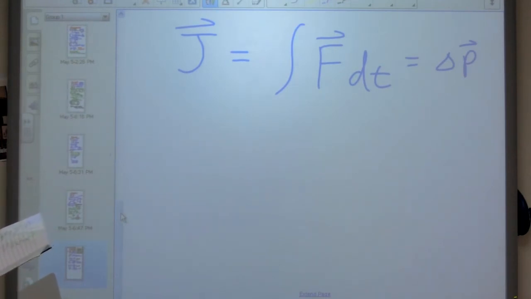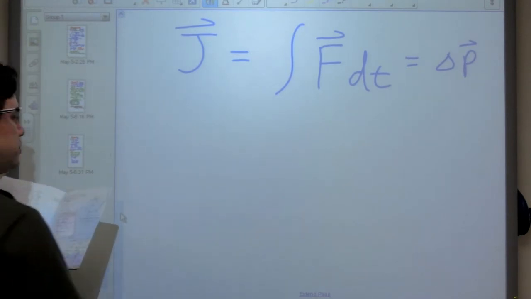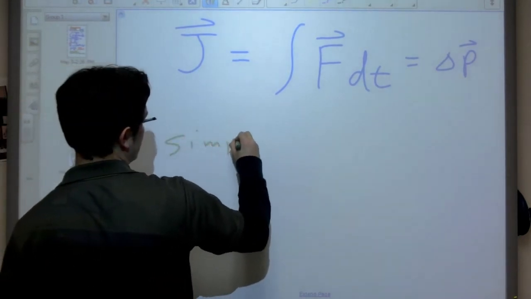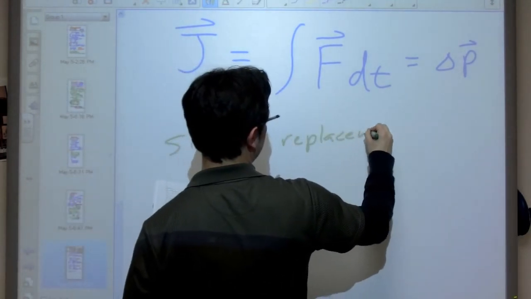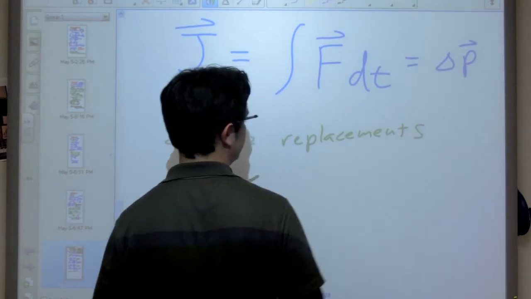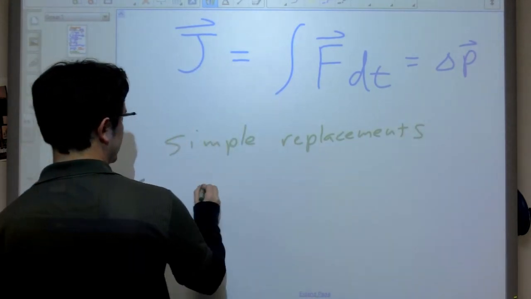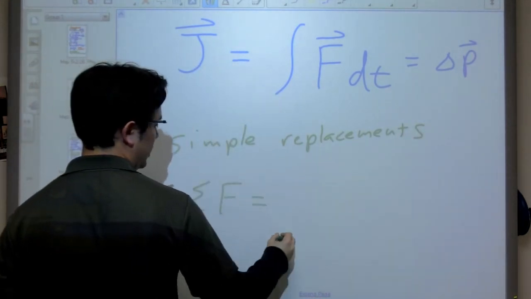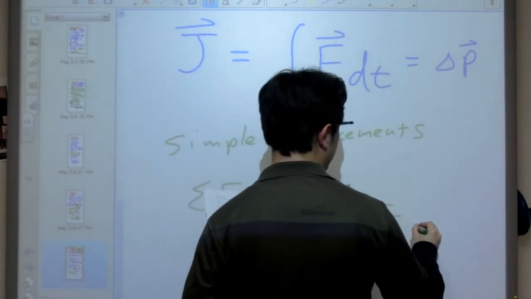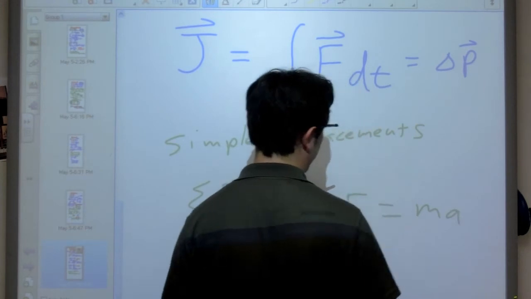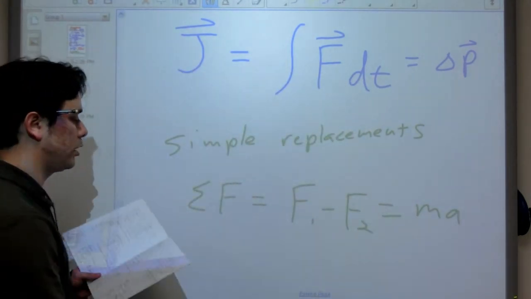The main thing to take a look at on this is your key to setting up the calculus here is pretty much always going to be on simple replacements, or what I consider simple replacements. Your mileage may vary, but simple replacements. You're going to set up your sum of forces, where it's going to be equal to F1 minus F2 or something like that. And you're going to set it equal to your mass times your acceleration. Newton's second law at work.